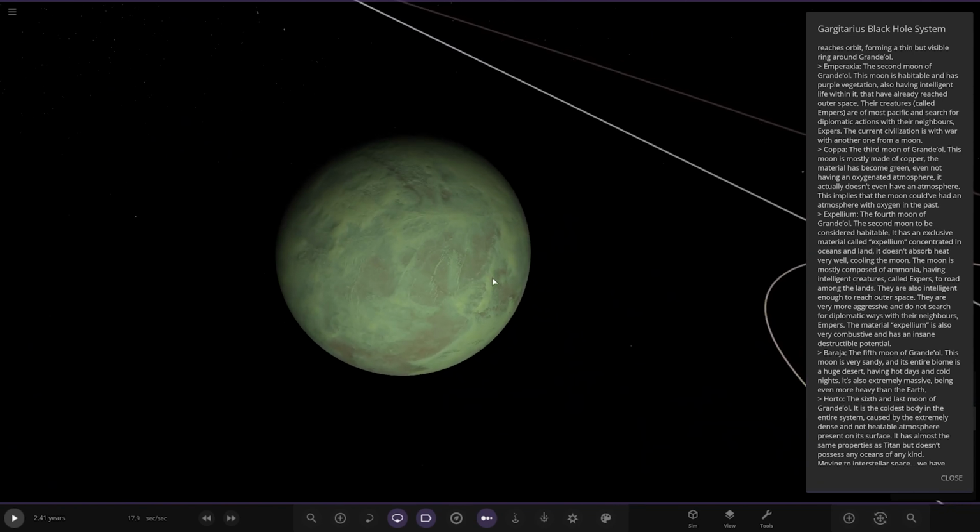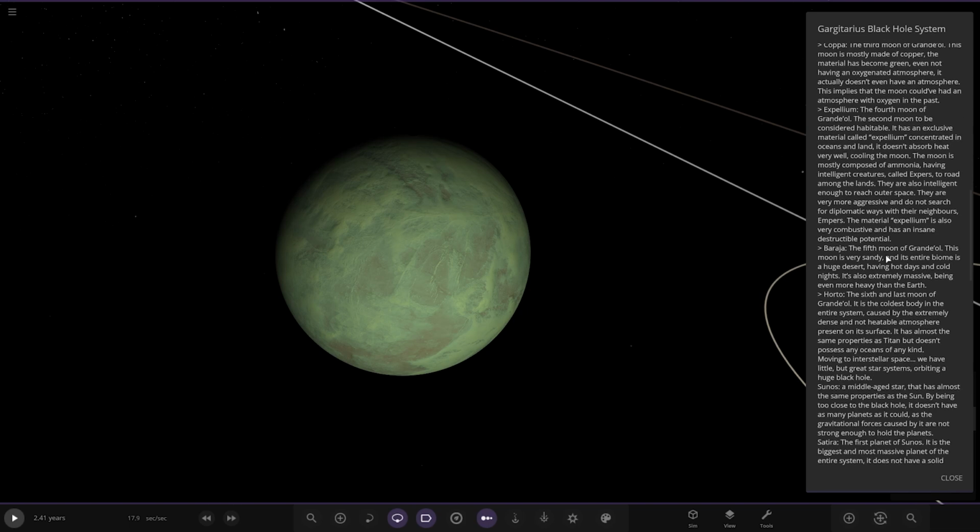So where are we? The third moon of Grande. This moon is mostly made of copper. The material has become green, so it's been oxidized, even though it doesn't have an oxygen atmosphere. It actually doesn't have an atmosphere. This implies that the moon could have had an atmosphere of oxygen in the past. Interesting, okay.